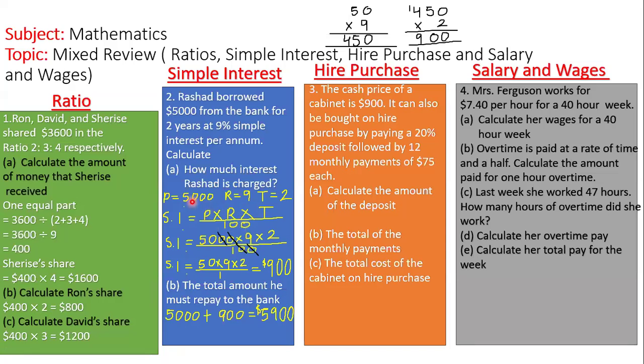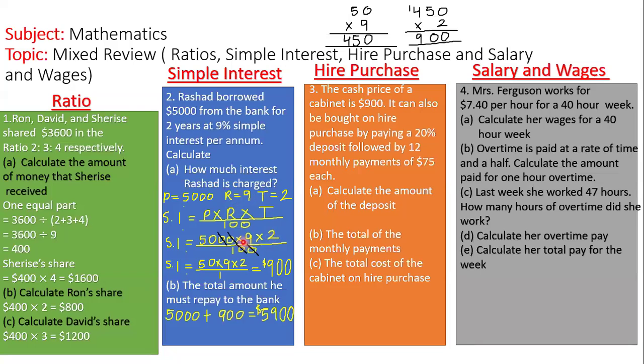Yes, sir. Now the principal is going to be the amount borrowed or invested. In this case, it's 5,000. The rate is 9, because it's 9%. And the time is 2 years. All right. Does that make sense to you? Yes, sir. So principal times rate times time. So the principal is what? 5,000. The 9 is the rate. And the time is what? 2. You understand that?